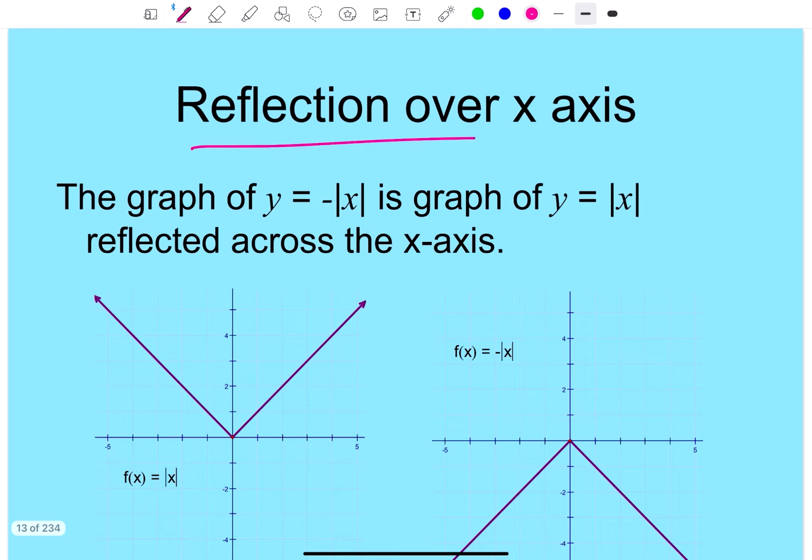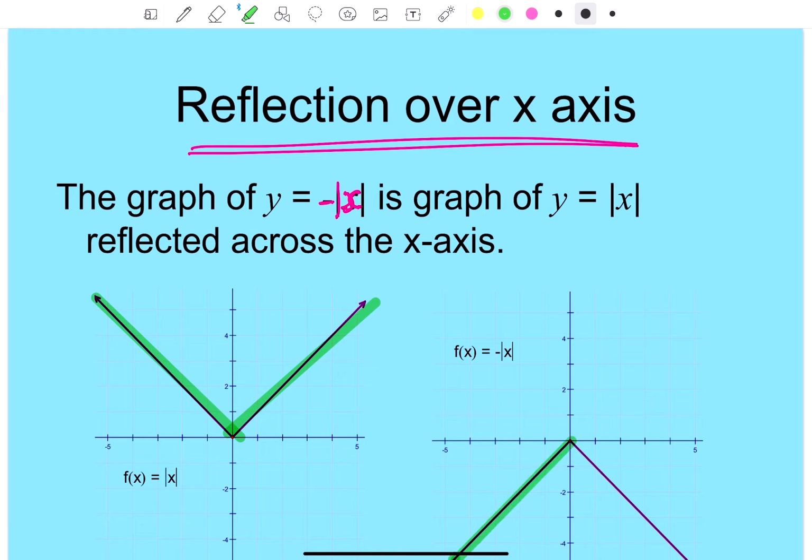Reflection over the x-axis: if we have a negative in front of the absolute value function, that's going to reflect our graph over the x-axis. If there's a negative in front of the function, then the graph will be reflected over the x-axis. So the graph of y equals negative absolute value of x would be reflected over the x-axis.